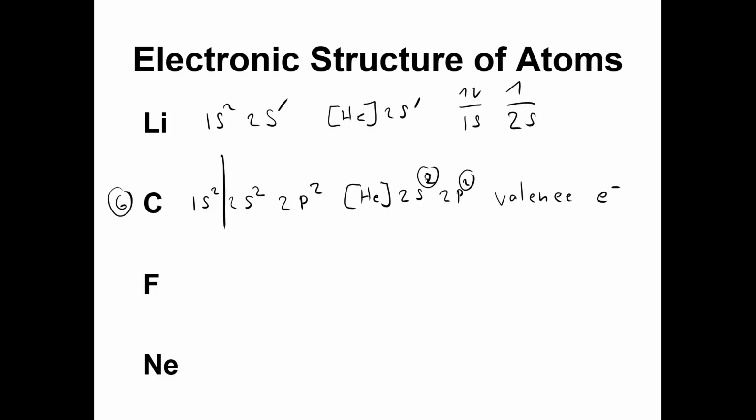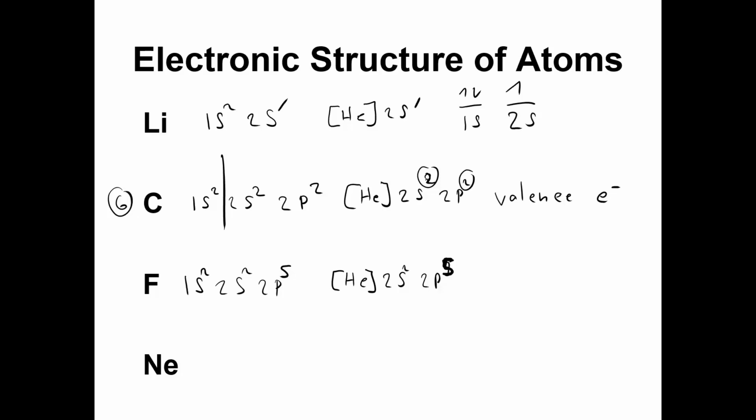Okay. Fluorine has atomic number 9, so we will do 1s2, 2s2, and then 2p5. Or helium, 2s2, 2p5. It has 7 valence electrons. So, that's obviously a 5. The p can only hold 6 anyway, right?